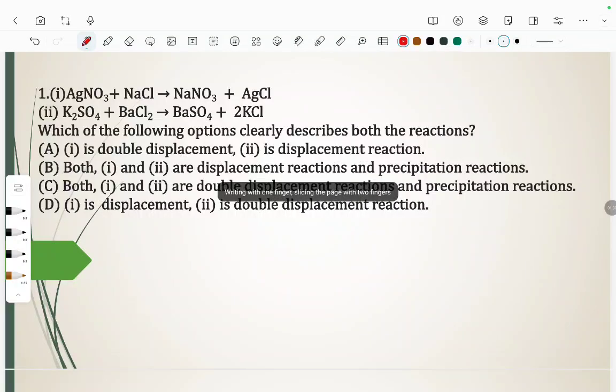Both 1 and 2 are displacement and precipitation reactions. Both 1 and 2 are double displacement reactions and precipitation reactions. One is displacement and 2 is double displacement reaction.